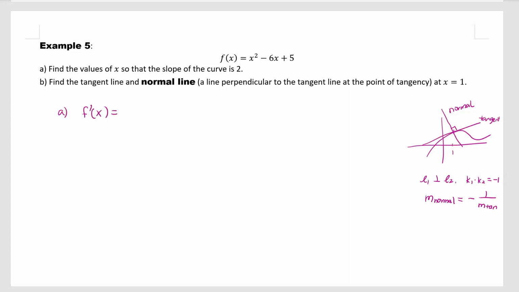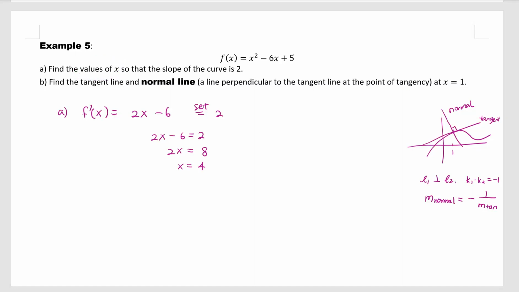Well, the derivative of x squared is 2x, and then minus 6, right? So we want to set this equal to 2. Then 2x minus 6 equals 2. We add 6 to both sides and get 2x equals 8, or x equals 4. Okay? It's asking for the x value, so it's enough to just find x.